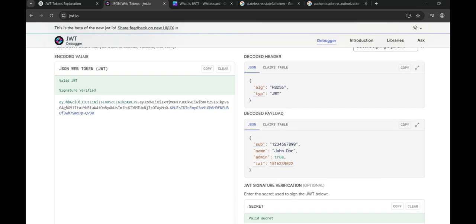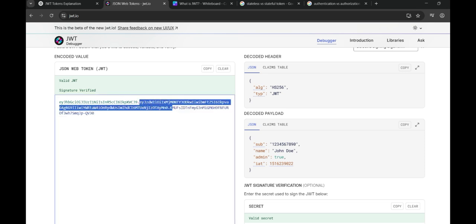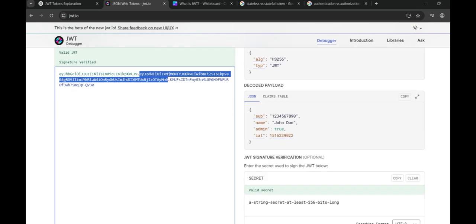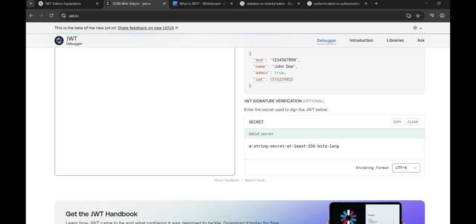Then the second section, that is the payload, or the second part of the JWT. You can see the second part after the first dot. This is the payload where we can send the data, which stores claims like user data such as ID, role, and expiration time, when this token will expire. The third section is the signature, where your secret 256-bit string will be generated using the header and the payload.